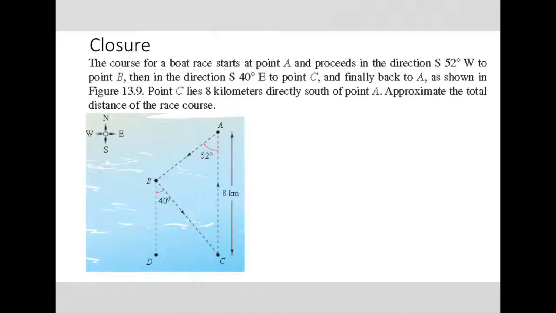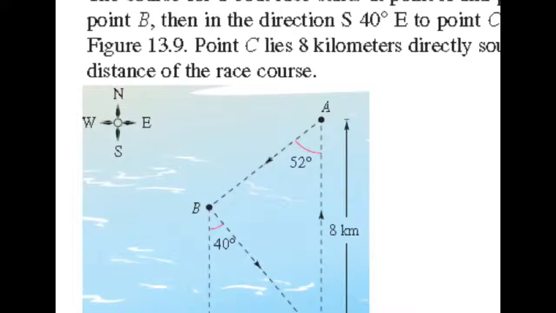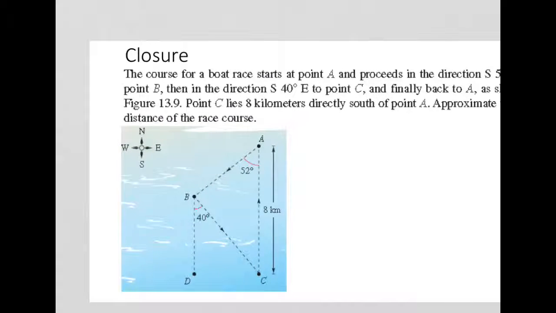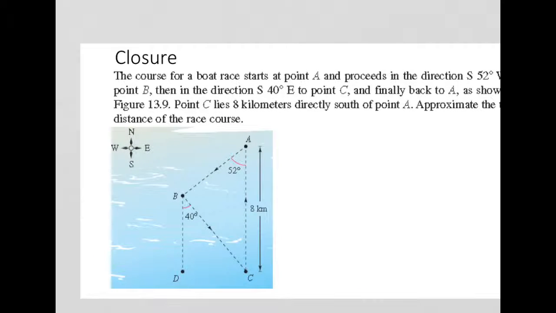Let's do one last one here. The course for a boat race starts at point A and proceeds in the direction south 52 west. Notice that bearing there, we're drawing the south line, and then opening that angle up 52 degrees in the west direction. So that's how they're getting that. Remember how bearings work. And we know that it's going in that direction until it hits point B. We don't know how long that takes.